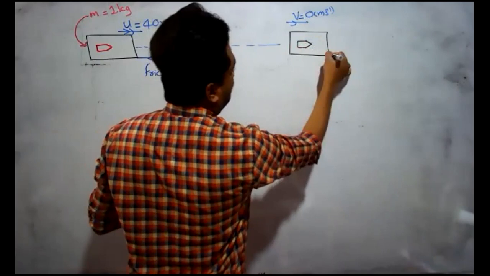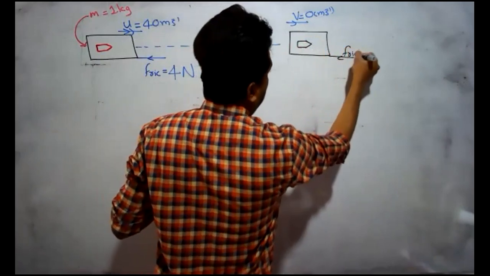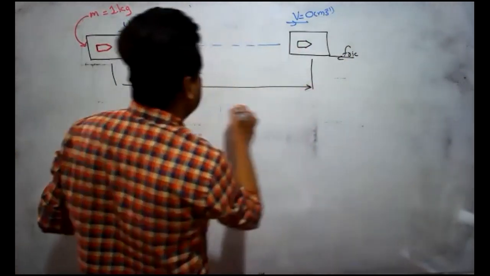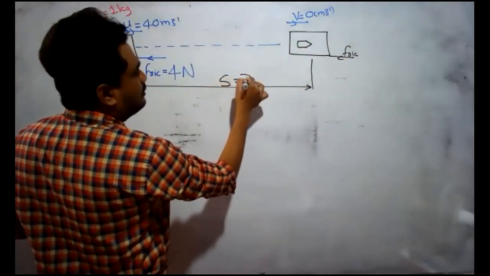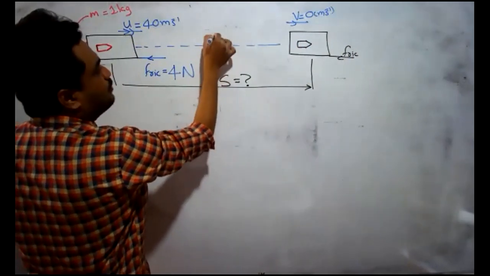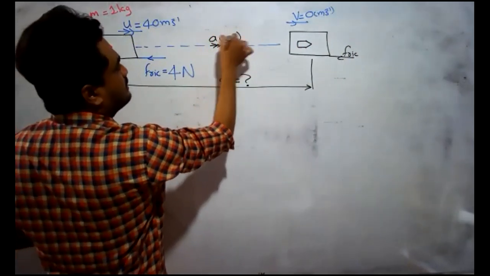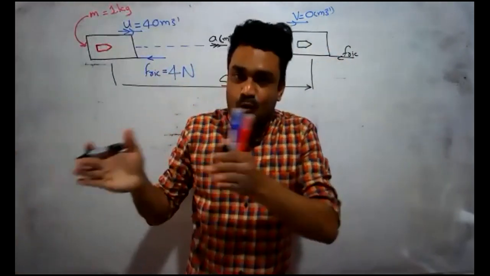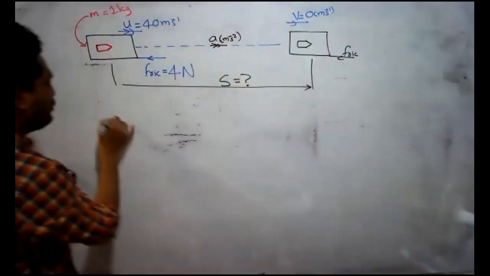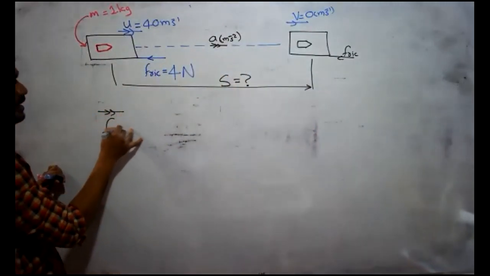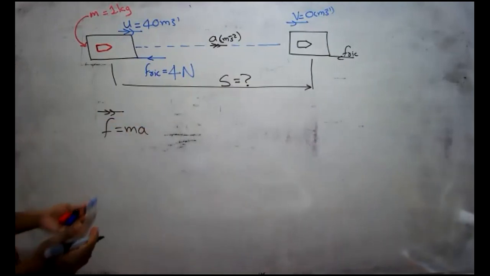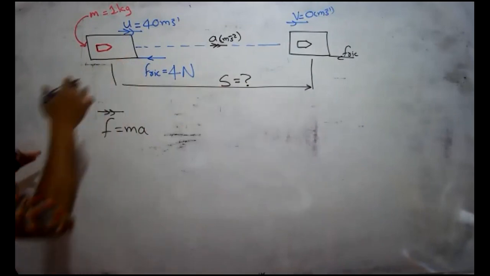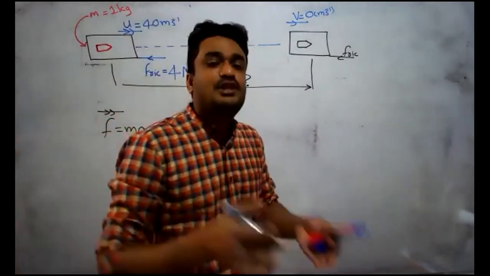The bullet will also be there, friction force will also be there. The question asks us to find the distance traveled by the object, this S. So let me mark the acceleration of the object as a meter per square second. Now look at the board carefully. The object is moving to my right hand side. As it is moving to the right hand side, I apply the equation into the moving direction. The only force acting on the system is the friction force.